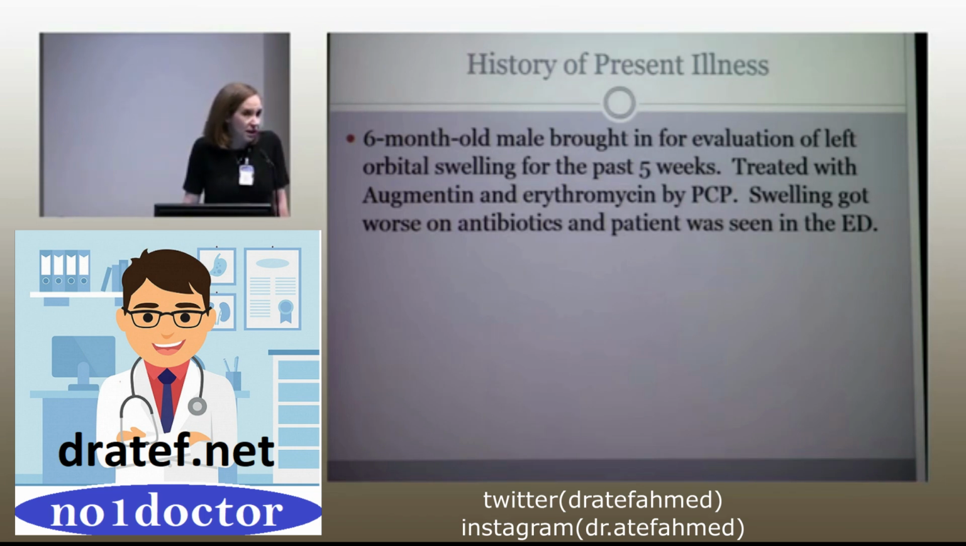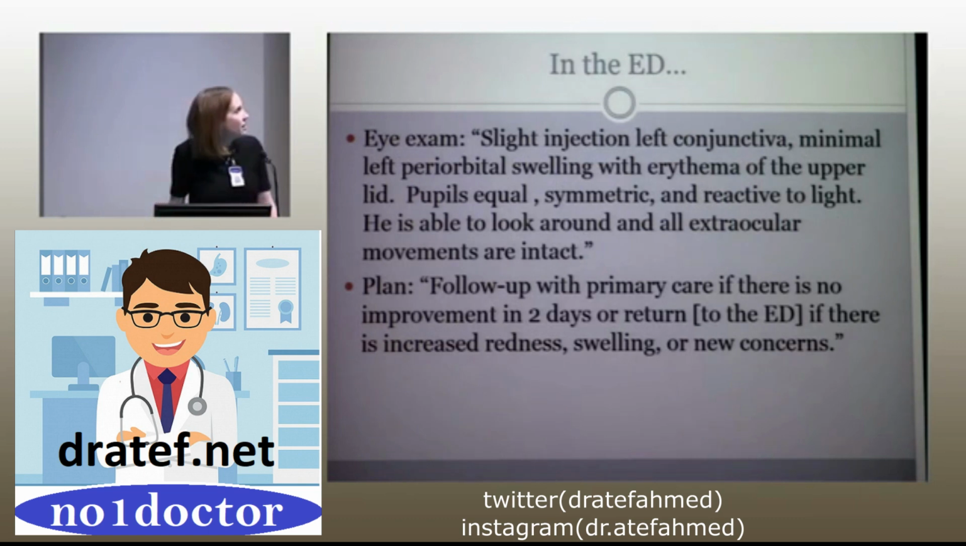He had been treated by his primary care doctor with a course of Augmentin. After he'd been on that about 2 days, Mom felt like it got worse, and she went to the emergency department where they saw him and said he has a little bit of injection of his conjunctiva, some swelling with erythema of the upper lid, thought the pupils were equal and reactive to light. They thought he looked around, looked fine, told him to go home and come back and see his primary care doctor in 2 days or follow up with them if things got worse.